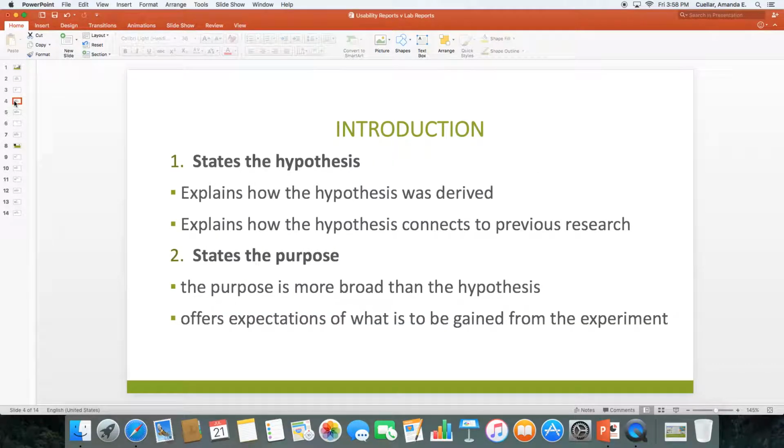While the introduction states the hypothesis, it also explains how the hypothesis was derived and how it connects to previous research. Also, an important element in this section is that the purpose of the experiment or study is included. Keep in mind that the hypothesis and purpose are not the same, but sometimes they are confused. In short, the hypothesis provides a basic indication of what the experiment will show, while the purpose is more broad and offers expectations of what is to be gained from the experiment. The example used in the reading shows the difference between the two.